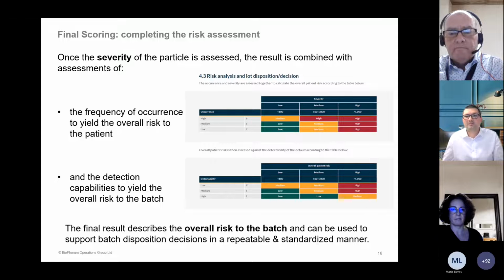The next chart is actually taking into account the overall patient risk together with our probability of detection, so with our inspection capabilities. If we start with a medium overall patient risk and combine it with the detectability, whether it's low, medium, or high, we will now understand what is the potential overall risk to the batch. Again, taking the example from above, we start with a medium. We could end up having a medium or a low overall risk to the batch. The overall risk to the batch is the result of the tool. So that's what you get, and that's what you can use in your overall risk management process in order to come up with your final batch disposition decision.